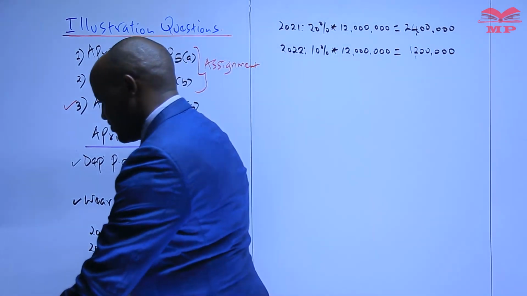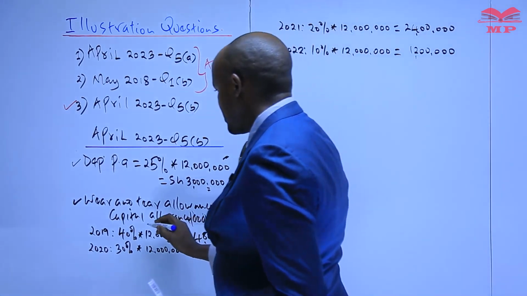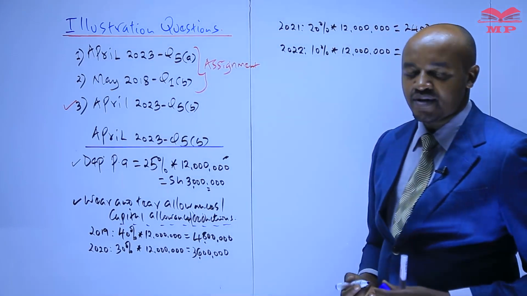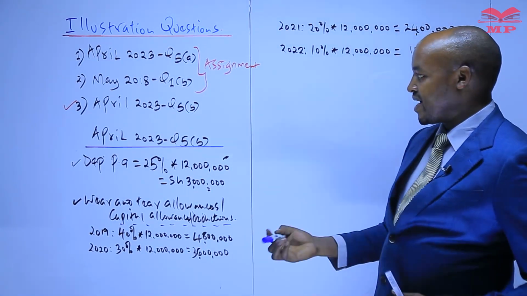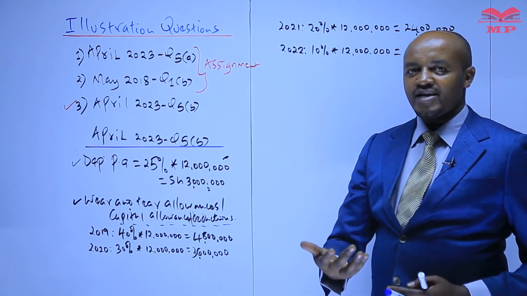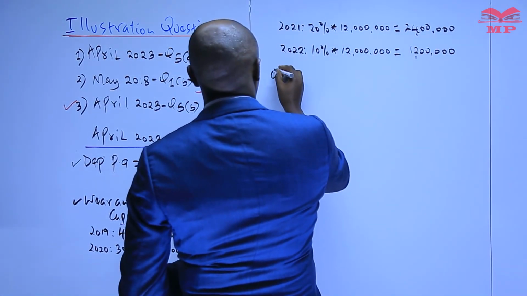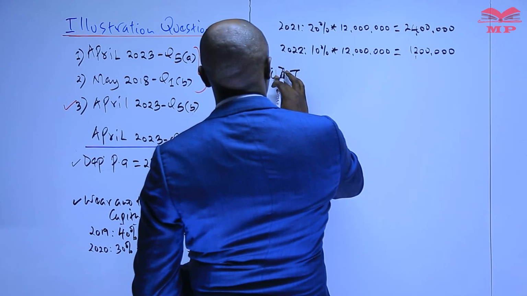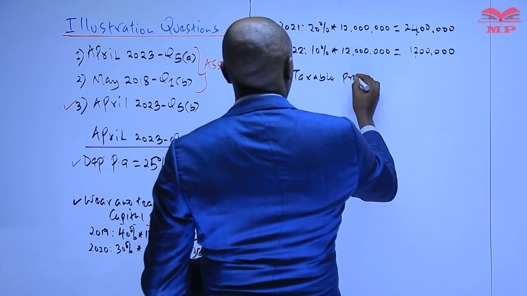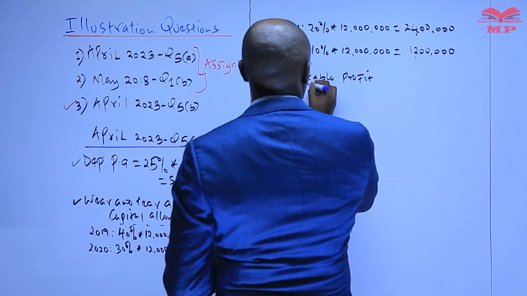Now, the first thing we need to recall here is that these capital allowances, or wear and tear allowances, are allowable expenses. But on the other hand, we know that depreciation is a disallowable expense. So if you check on what we are required to compute in Roman 1, we are required to compute the taxable profit. So how do we compute the taxable profit?